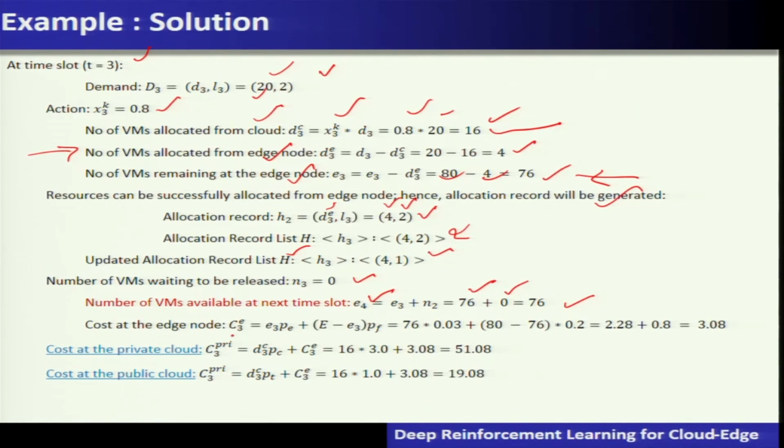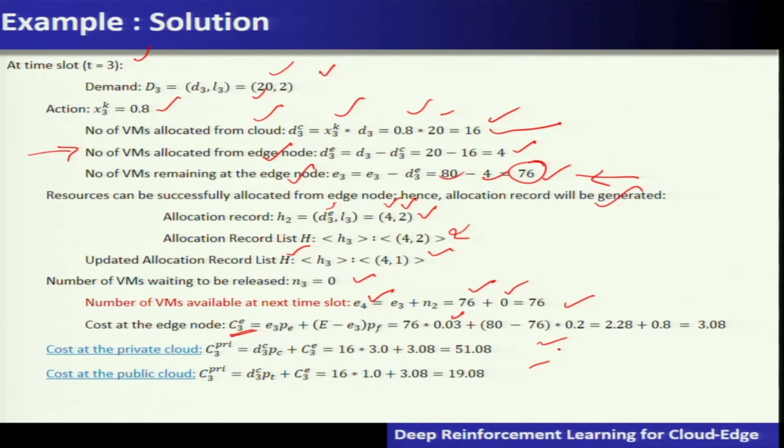So the cost of the edge at time slot 3, if you calculate, comes out to be E3, which is 76, times its unit cost of 0.03, plus the unit cost for the allocation. So this comes out to be this one.